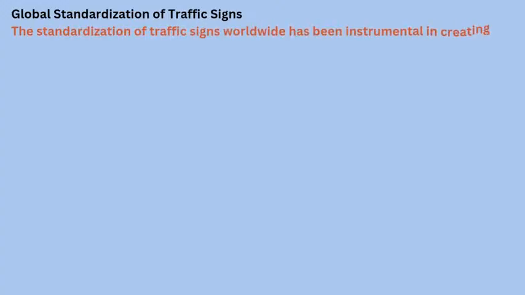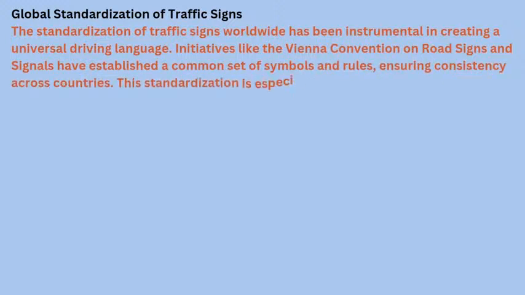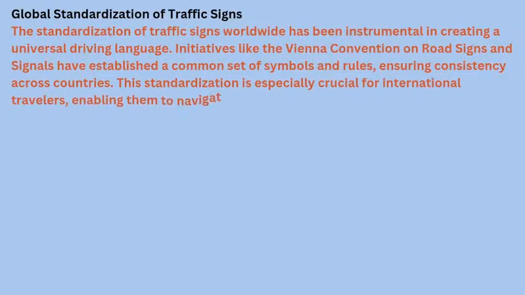Global standardization of traffic signs. The standardization of traffic signs worldwide has been instrumental in creating a universal driving language. Initiatives like the Vienna Convention on Road Signs and Signals have established a common set of symbols and rules, ensuring consistency across countries. Standardization is especially crucial for international travelers, enabling them to navigate unfamiliar roads safely and confidently.